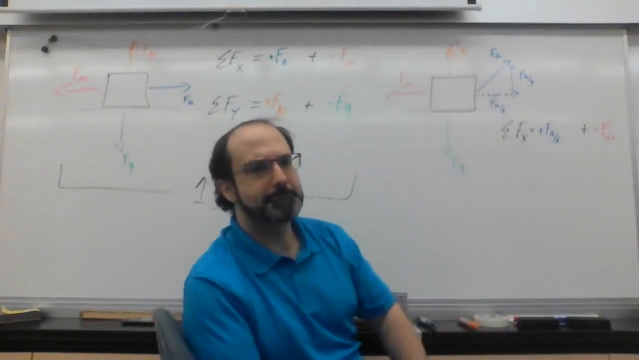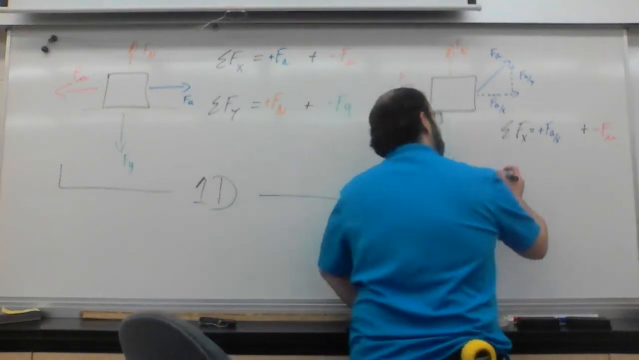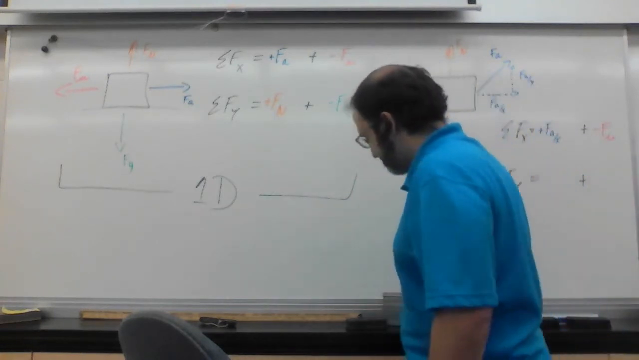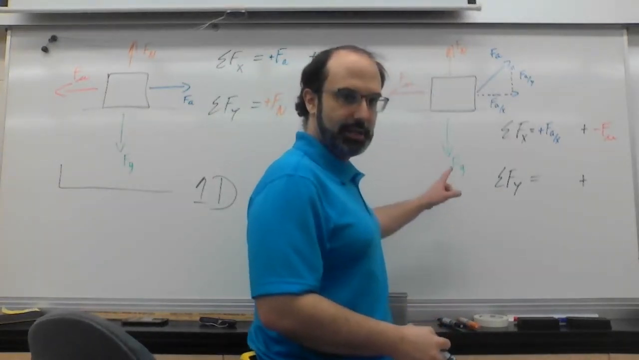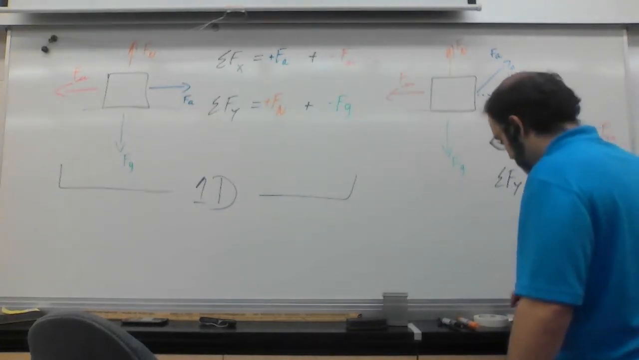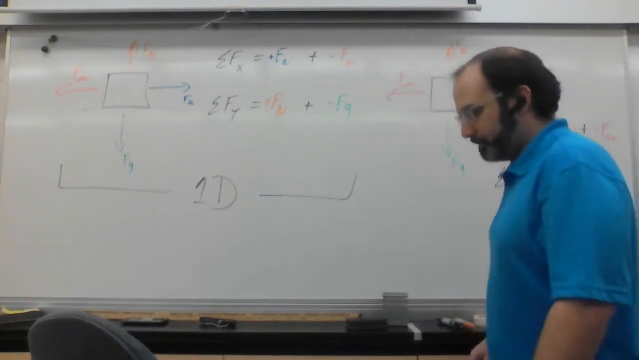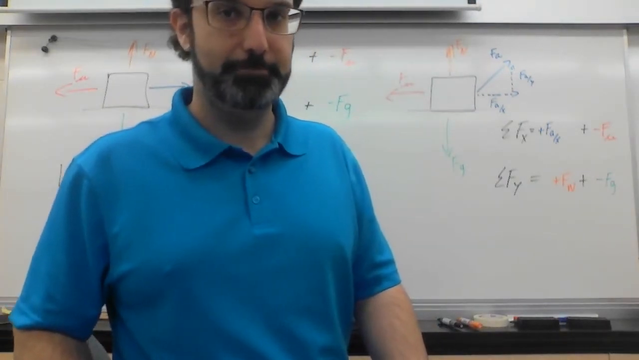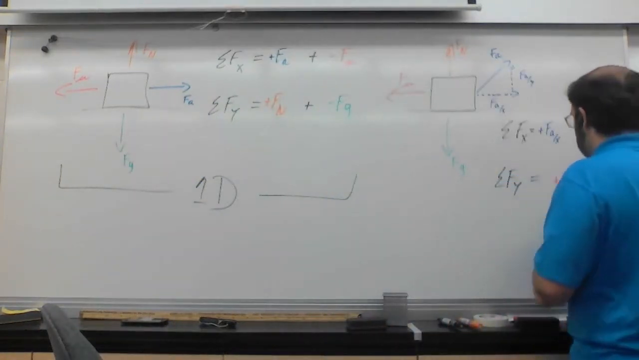Now, what else do we have to look at? Well, we've also got Fy. If we look at Fy, the system hasn't really changed that much, right? There's still an Fg pointing down, so I can still go minus Fg. There's still an Fn pointing up, so I can still go plus Fn. But we're not fully done, because there's another vector pointing up, FAY. FAY is part of this puzzle.